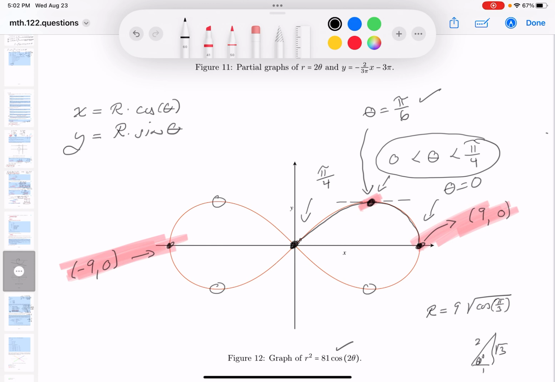All right, let me write this down. So the r here is going to be 9. And again, the cosine of pi over 3 is 1/2. So it's really the square root of that. So 9 over root 2. Let me write this down. It's going to be 9 over root 2.